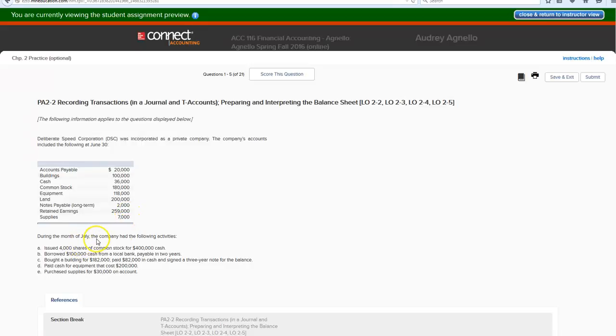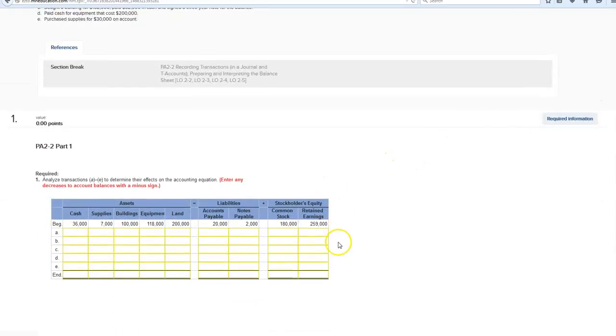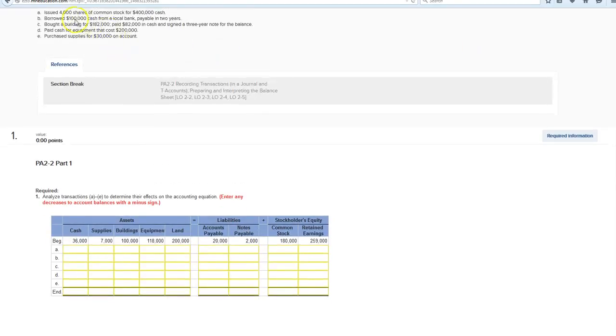They want us to record transactions for the month of July, and the first thing they want us to do is the transaction analysis here. So let's take a look at the transactions. We issued 4,000 shares of common stock for $400,000 in cash. Okay, so picture the transaction happening. You're receiving cash and you're giving stock.